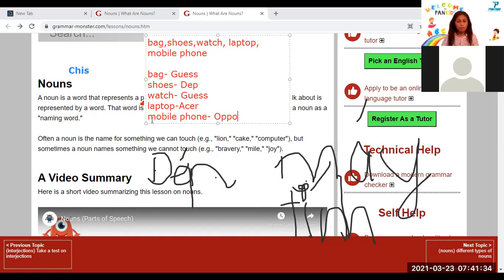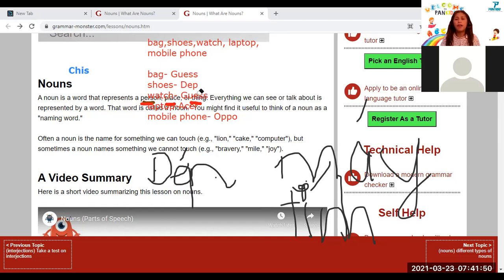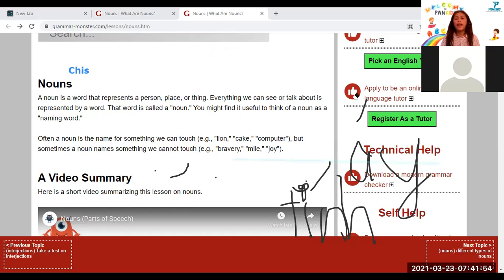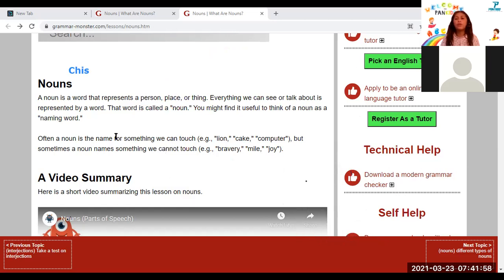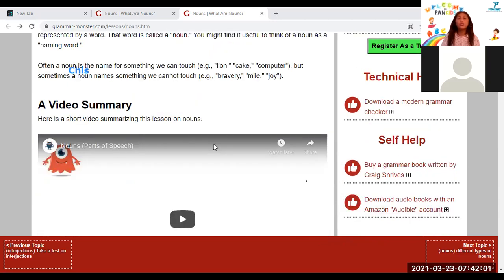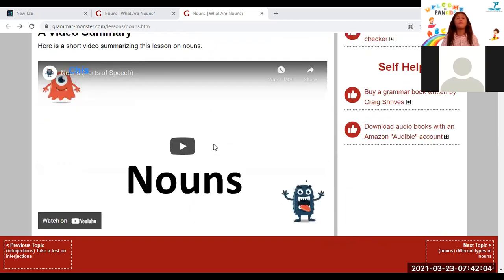Okay? Uyen, do you understand this? Look at the teacher. You understand this? Okay, very good. Thank you, Uyen. Now, because we are talking about nouns, the teacher will show a summary of nouns. We have here the parts of speech. Okay, you listen.